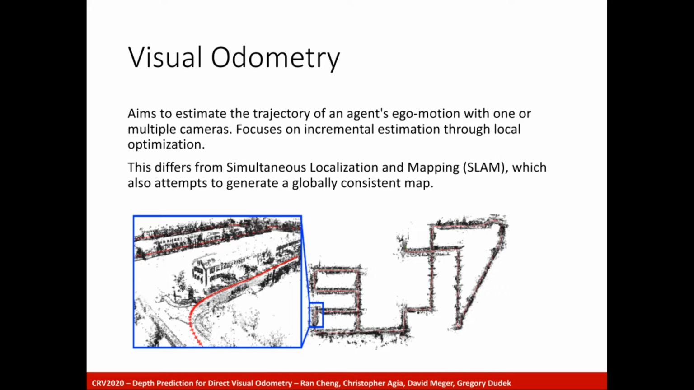So before getting into the details of our proposed method, we're going to briefly touch upon visual odometry as a topic and some of the prior works. So what is visual odometry? It's a task that concerns itself with estimating an agent's ego motion over several time steps with one or multiple cameras. So in the case of one camera, it's called monocular visual odometry. And unlike SLAM systems, which have a priority of generating a globally consistent map, in odometry, we're more focused on incremental estimation, and we do this through local optimization.